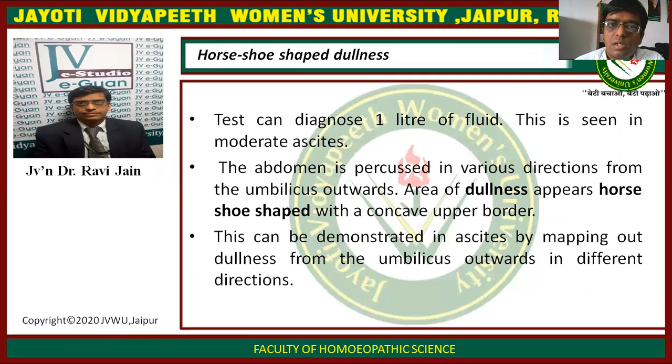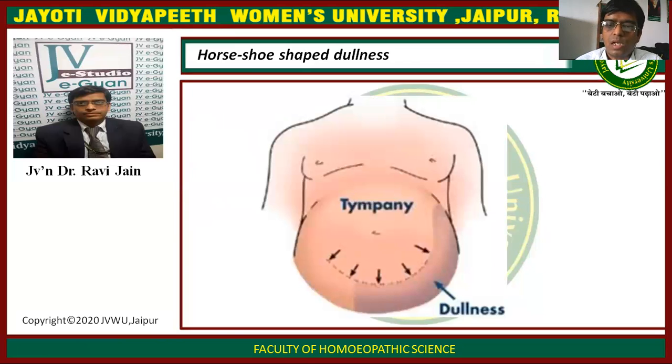The third examination is the horseshoe-shaped dullness. This can be diagnosed with 1 liter of fluid. This is seen in moderate ascites. The abdomen is percussed in various directions from the umbilicus outwards. The area of dullness appears horseshoe-shaped with a concave upper border. This can be demonstrated in ascites by mapping out the dullness from the umbilicus outwards in different directions. This is the shape of a horseshoe. You can see this horseshoe appearance due to the dullness on percussion in the case of ascites.